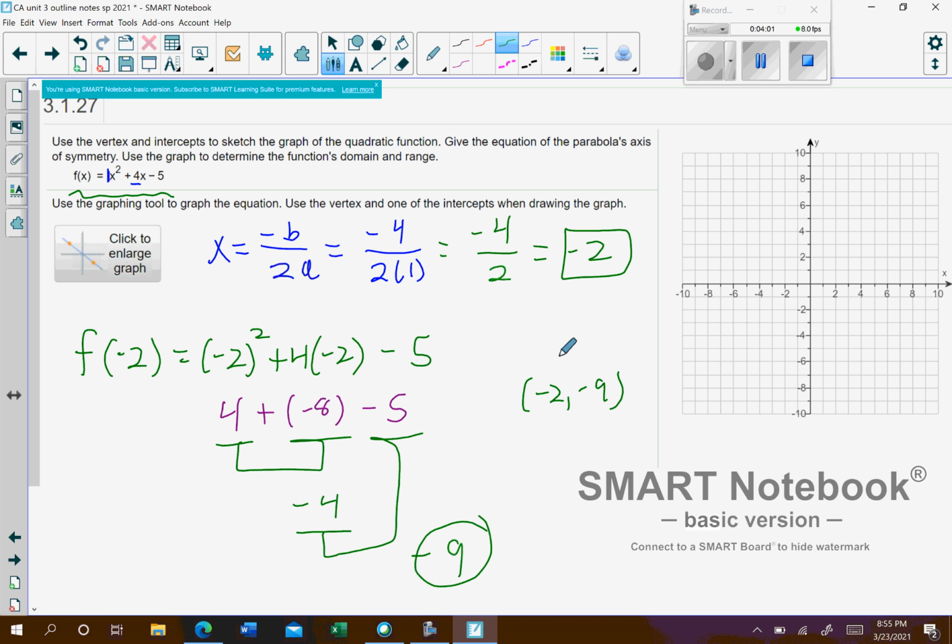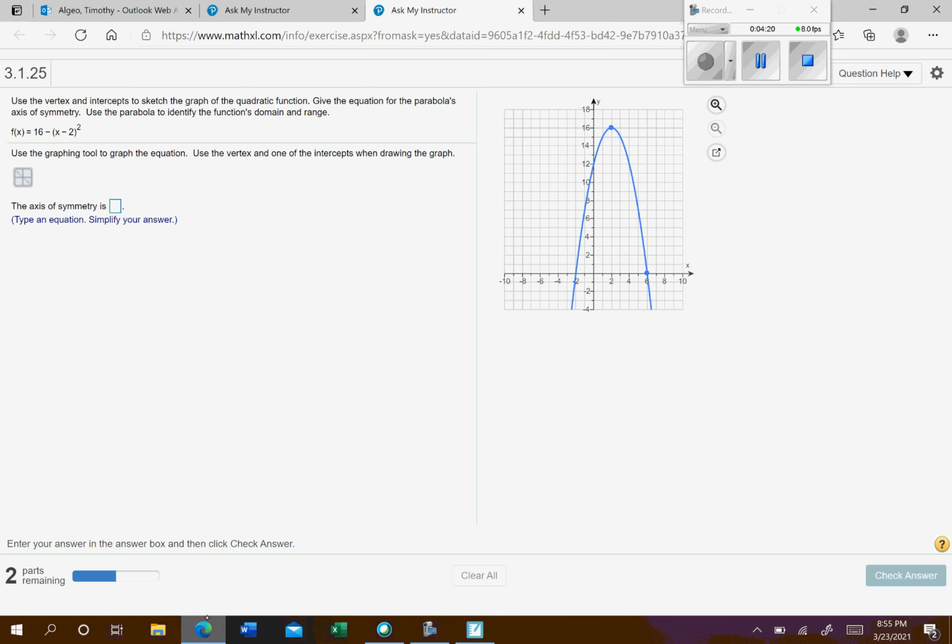So remember x and then my y values. So my x is -2. I plugged that into the function, figured out its partner. The y value is -9. So I'm going to go ahead and plot that down here. And I'm going to go ahead and come over here and show it on the computer also.